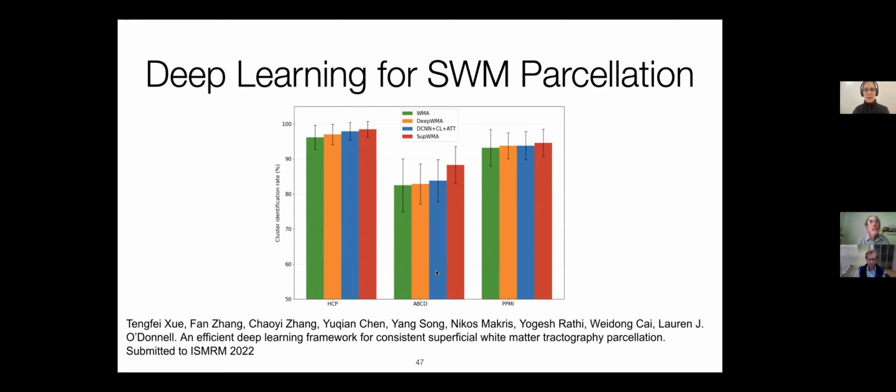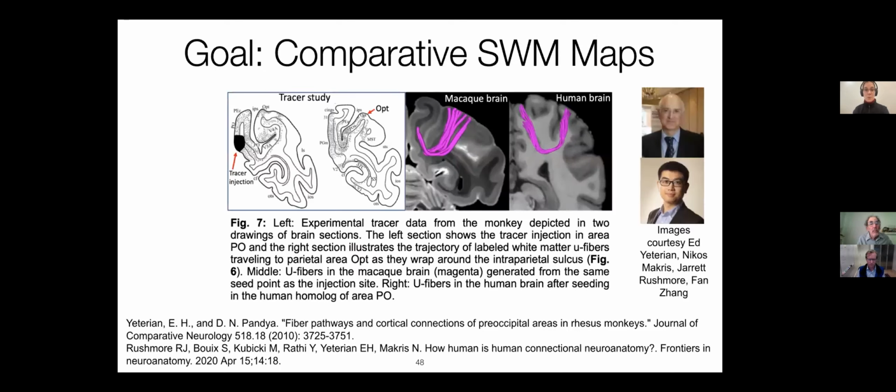And it's much more dramatic in the ABCD data set, where the red bar is quite a bit higher than the others. So actually a little surprising, not only the definition of the clusters is important, but how you find them is important.